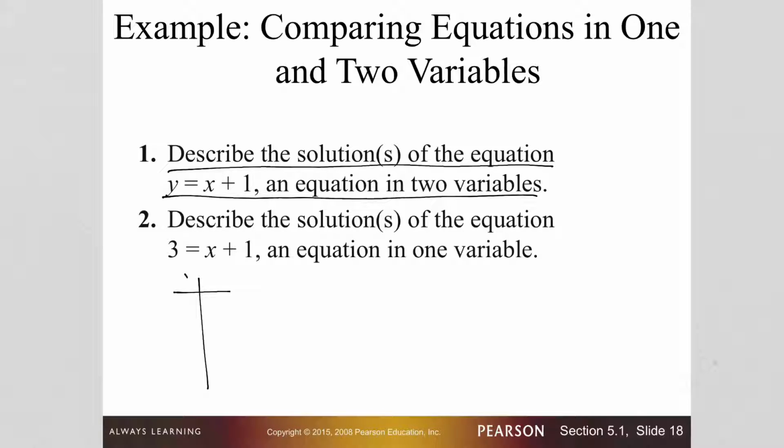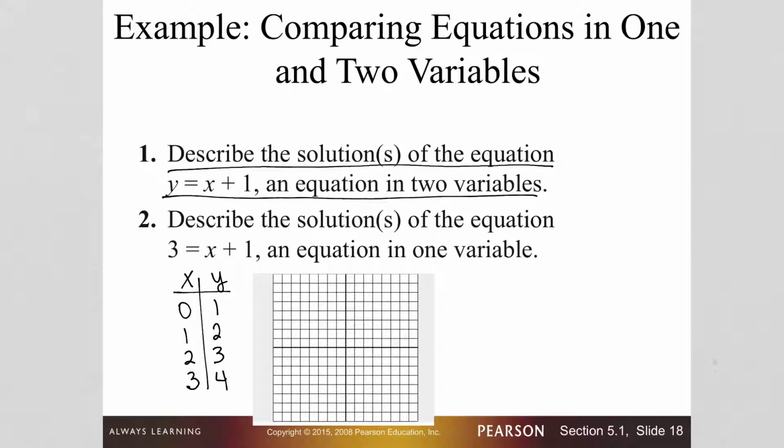Well, if I put in 0, 0 plus 1 is 1. If I put in 1, I'd get out 2. If I put in 2, I'd get out 3. If I put in 3, I'd get out 4. So I know that whenever I graph this, I would have something that looked like this.